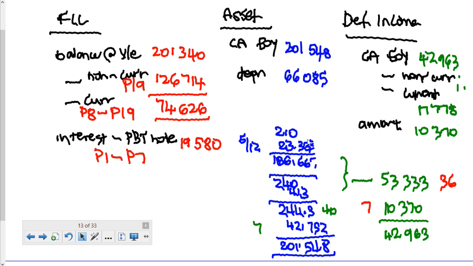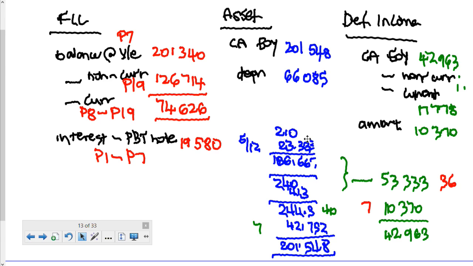And then period 8 to 19 is the next year, the next 12 periods. If you go period 8 to 19, the capital portion that will be paid in that period is 74,626, and the balance at the end of that period is then 126,714. And that 201,340 is the balance at the end of period 7. I'll just put there, balance at year end, period 7. So you needed to be able to do that. End of the current year, period 7. End of the next year, period 19.